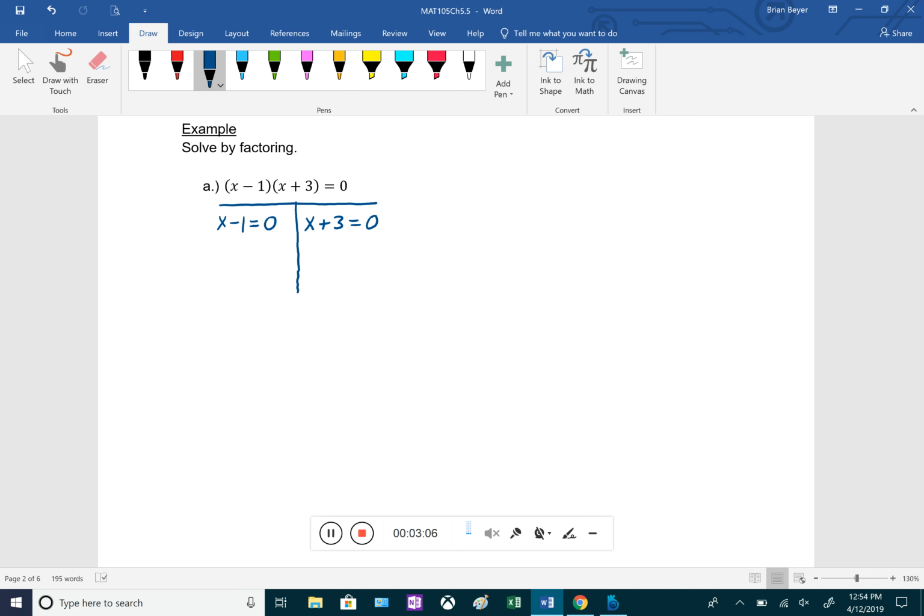These are two pretty simple linear equations now. So on the left side, we add 1 to both sides and get x equals 1. On the right side, we subtract 3 on both sides and get x equals negative 3. So we could check these by plugging them back in. We would plug them back in the original, and we would see that that does equal 0 when we plug it in. So I'm going to write this as a solution set. I'm going to say x equals negative 3 and x equals 1. So I'm just using the squiggly brackets to represent a solution set.